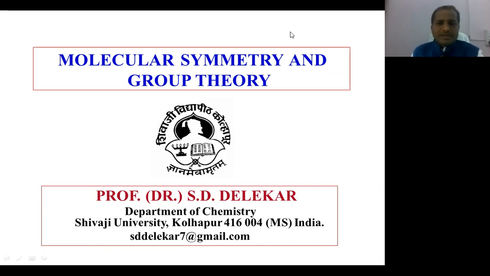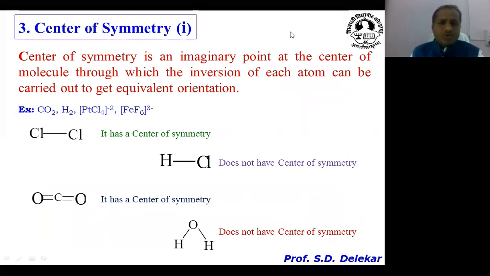Under molecular symmetry and group theory, in today's talk, I am going to cover the three important symmetry elements. First is the center of symmetry. The second one is the improper axis of symmetry, and the last one is the identity. So, the center of symmetry, symbolically, is represented by small letter i.